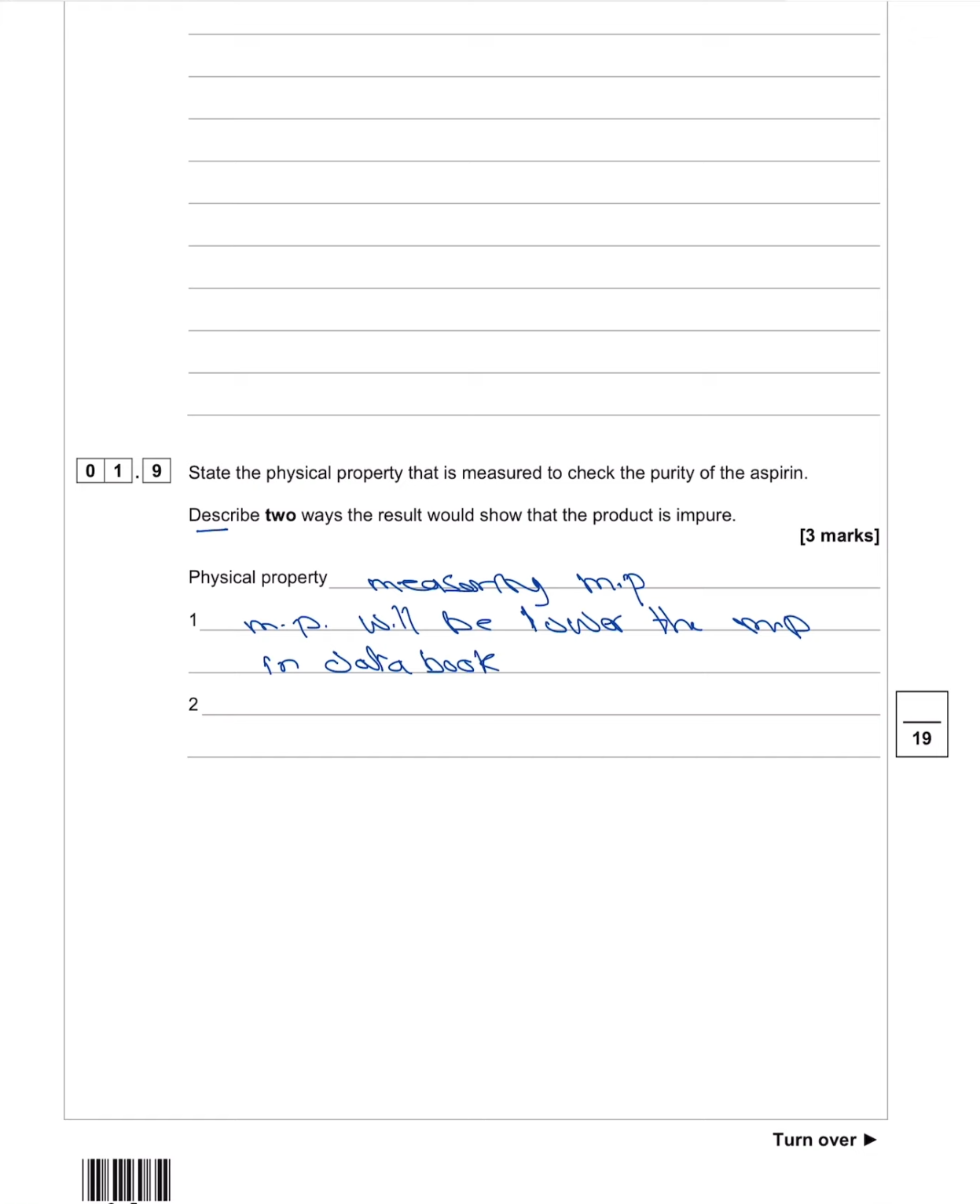Also, the solid will melt over a range of temperatures rather than having a sharp melting point.